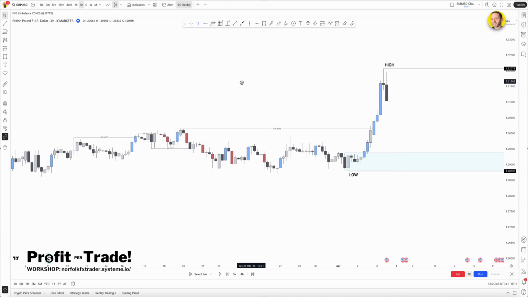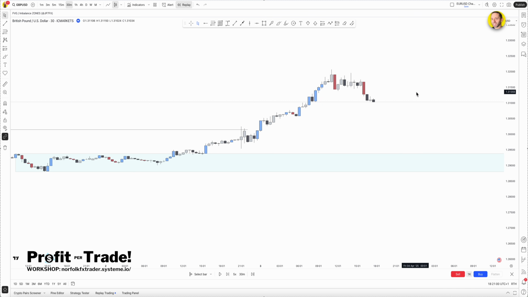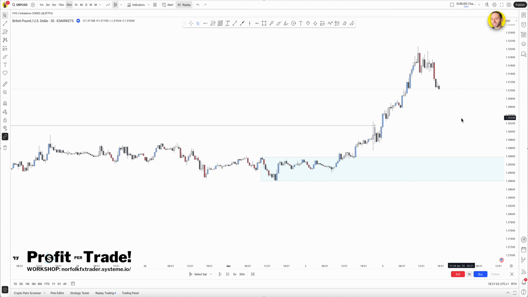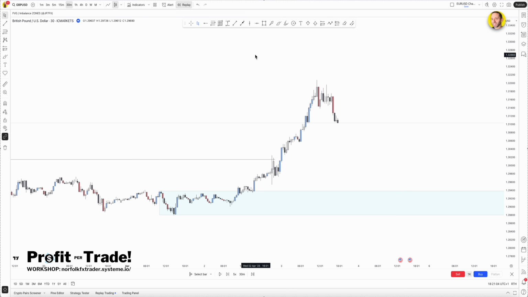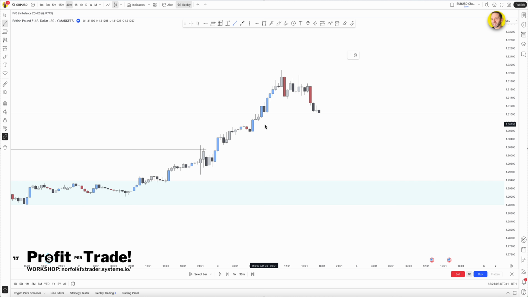Once we see that high being created, what we can now do is confirm this area of demand for an entry. The way we'll do this is we'll use the multiple time frames of a 2 time frame approach, dropping down to a 30-minute. This is where it can help you avoid these types of trades. So following this structure, we do the same thing. We're going to follow that smart money structure.